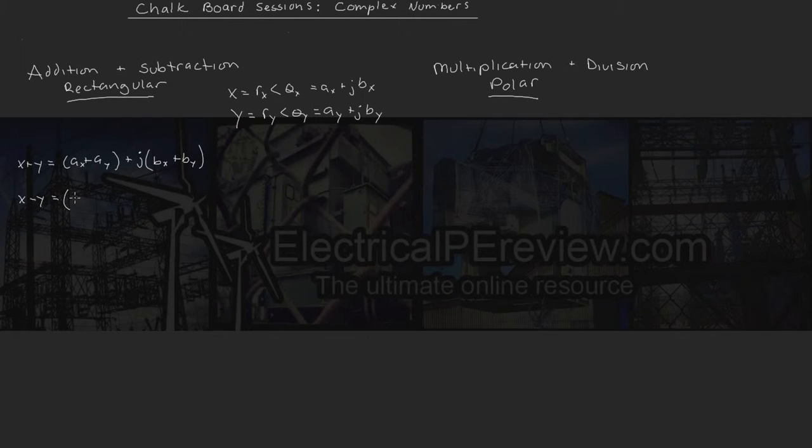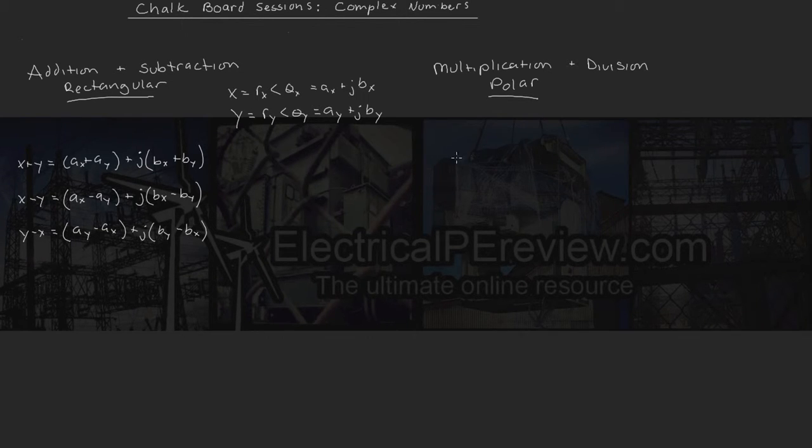X minus y will be Ax minus Ay plus j bx minus by. Notice that we're still going to have a plus sign in between. However, if this comes out being negative, that is if by is greater than bx, then this of course will turn to a negative number, and we'll see that in the example. Similarly, y minus x is the same thing as Ay minus Ax plus j by minus bx.